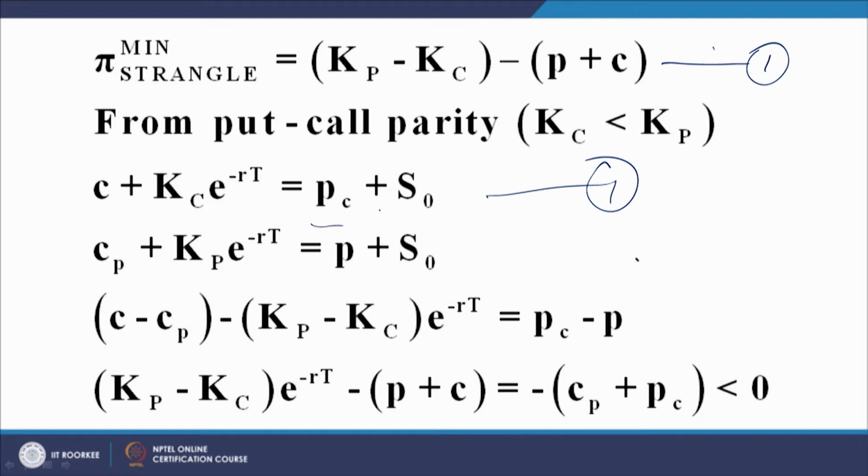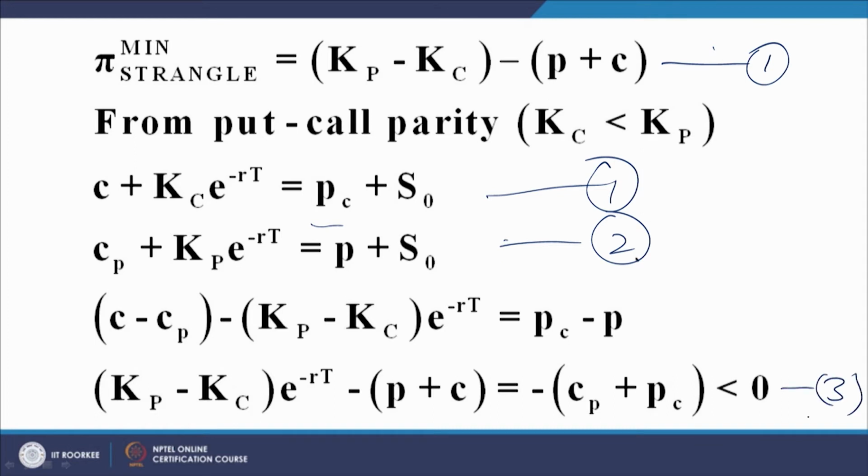PC is the put corresponding to this call option, having the same exercise price as the call option, that is KC. Similarly, for the long put option, we have equation number 2 as the put-call parity relationship. What is CP? CP is the call option with the same exercise price as the long put that constitutes the strangle. So, using equations 1 and 2 and simplifying, we find equation number 3.